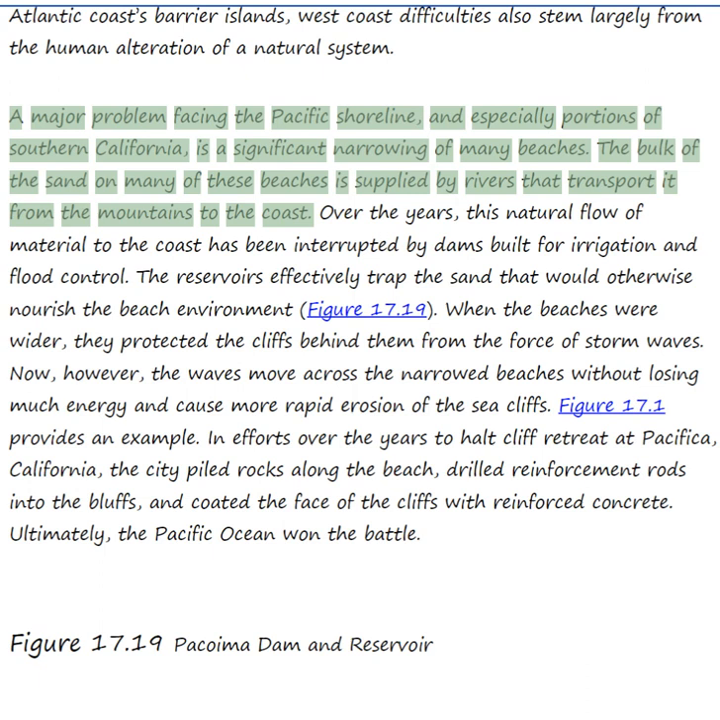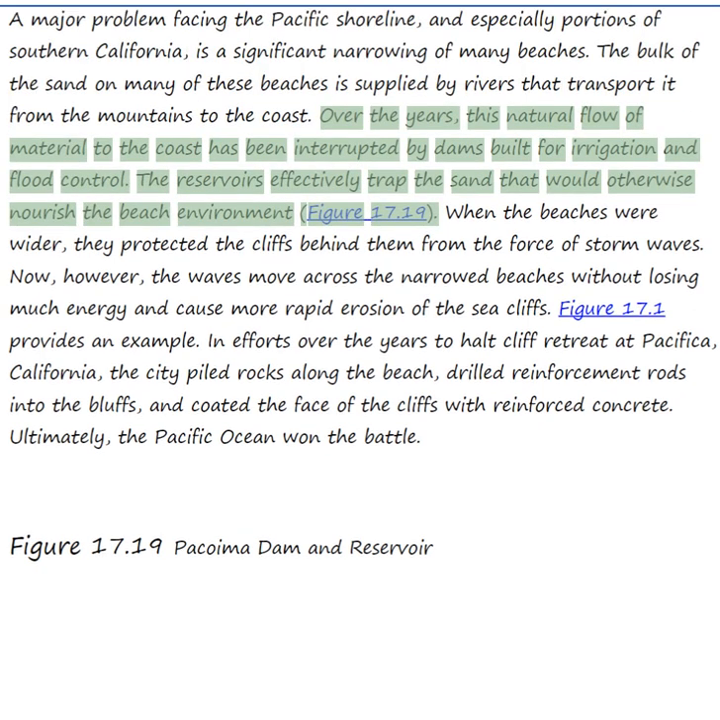A major problem facing the Pacific shoreline, and especially portions of Southern California, is a significant narrowing of many beaches. The bulk of the sand on many of these beaches is supplied by rivers that transport it from the mountains to the coast. Over the years, this natural flow of material to the coast has been interrupted by dams built for irrigation and flood control. The reservoirs effectively trap the sand that would otherwise nourish the beach environment.